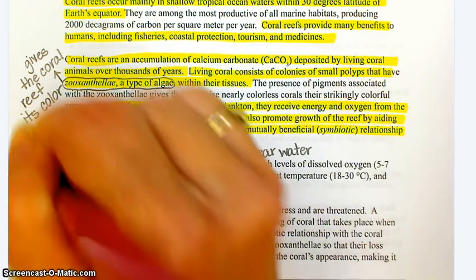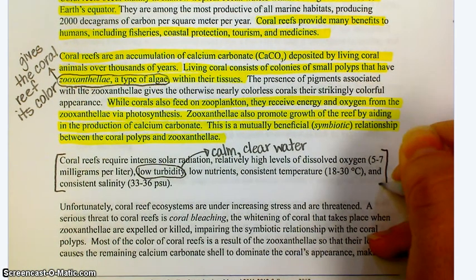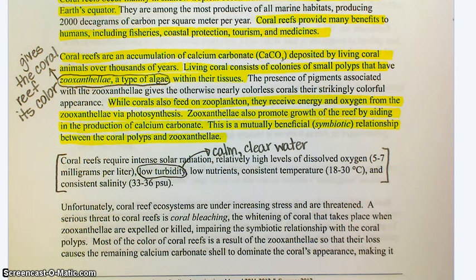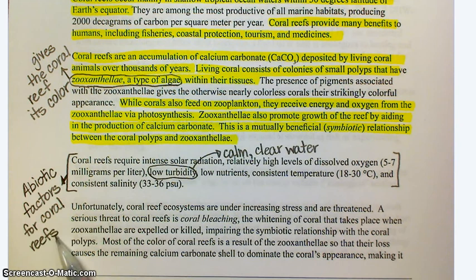Now, this whole paragraph right here is talking to you about the abiotic factors required for coral reefs, so make a note of that. So remember, that whole thing discusses the non-living factors that are important for coral reefs.